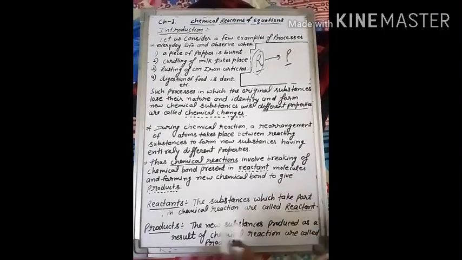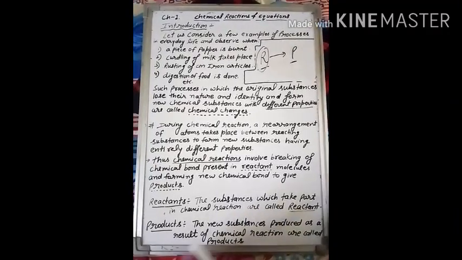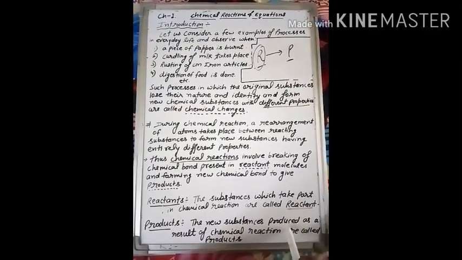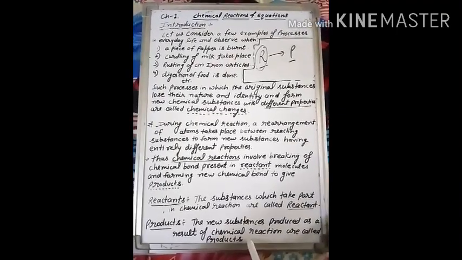So all the reacting species in a chemical reaction are called the reactants, and the new substances produced as the result of the chemical reaction are called products.